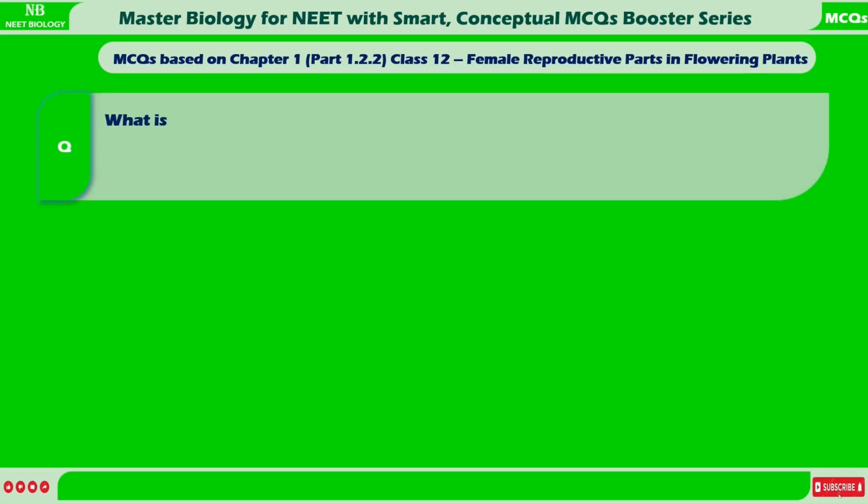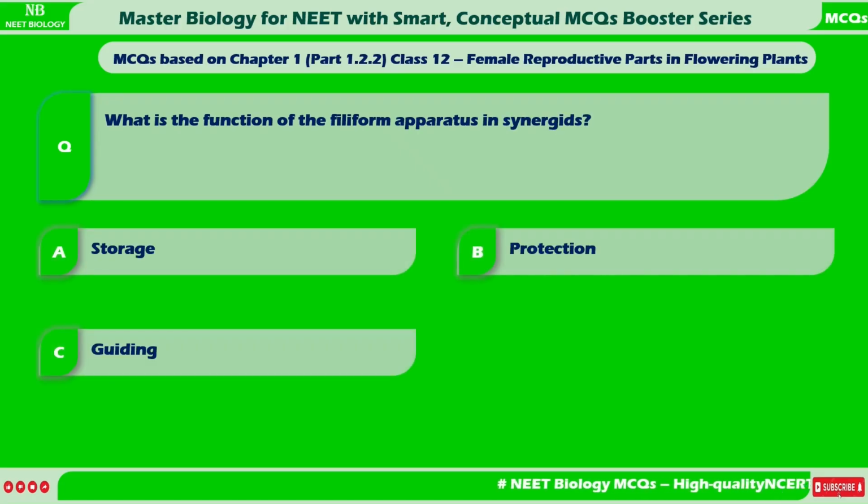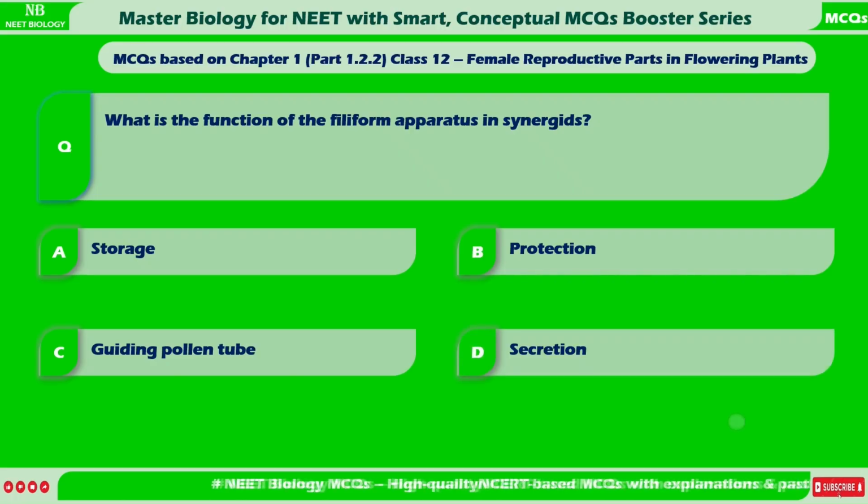What is the function of the filiform apparatus in synergids? A. Storage. B. Protection. C. Guiding pollen tube. D. Secretion.